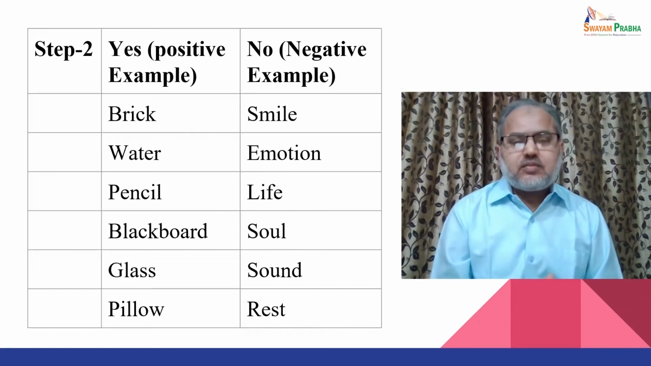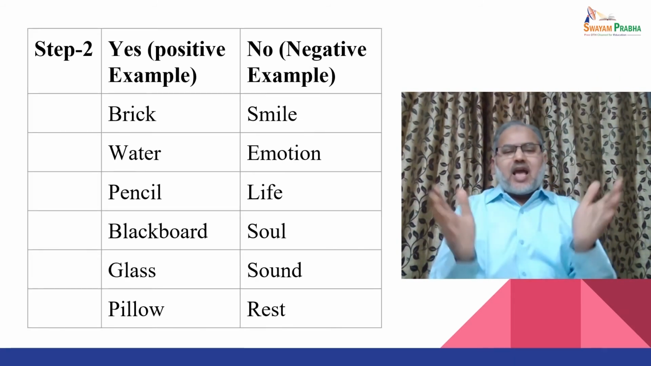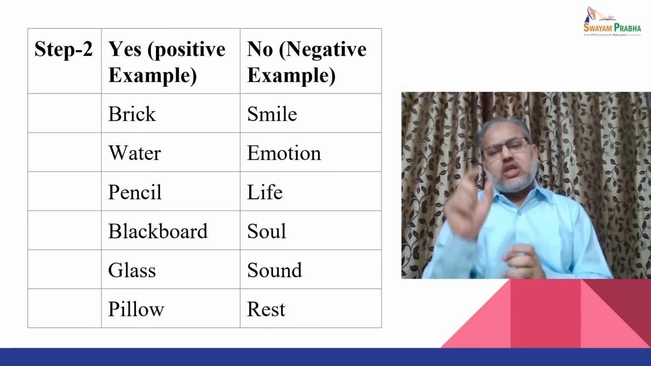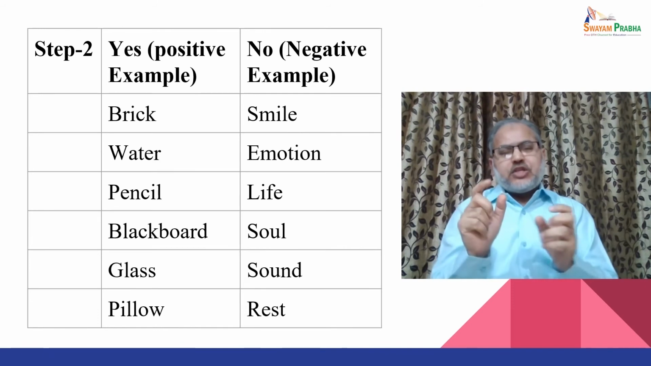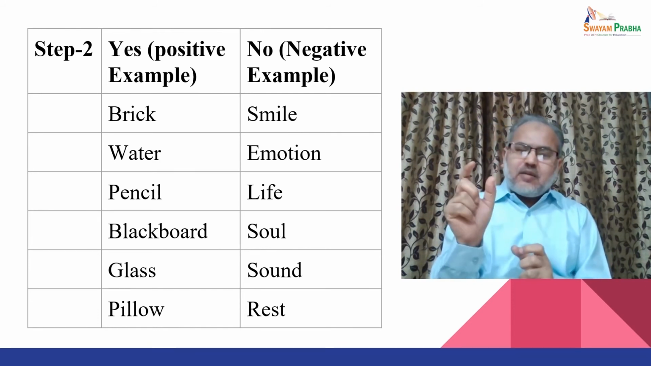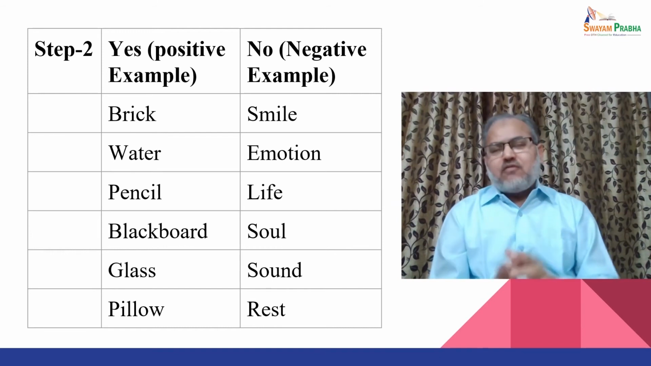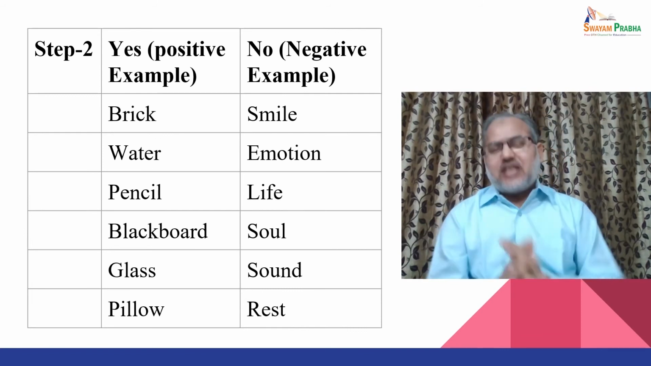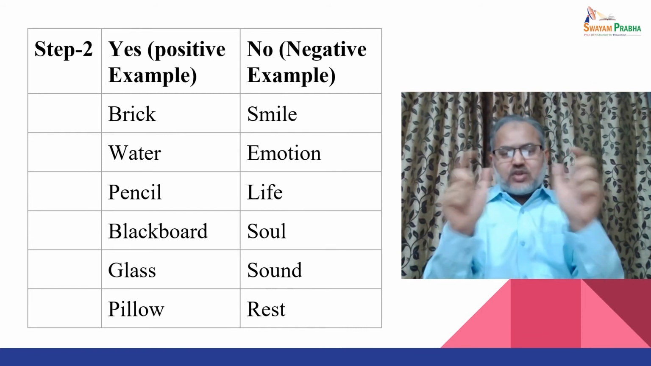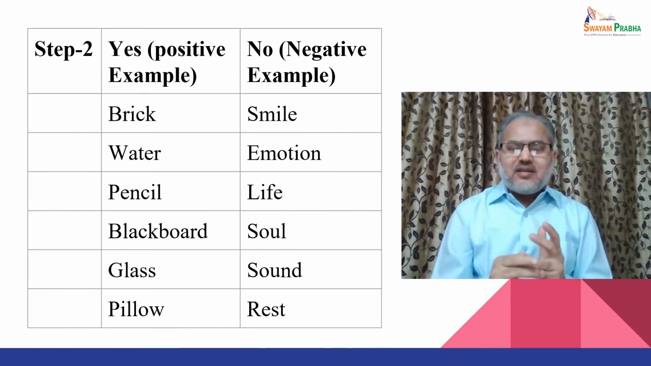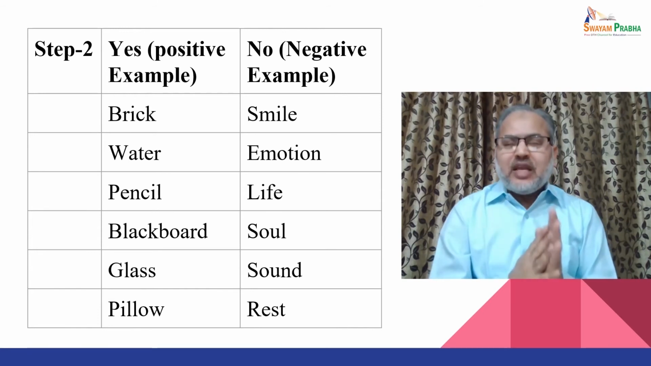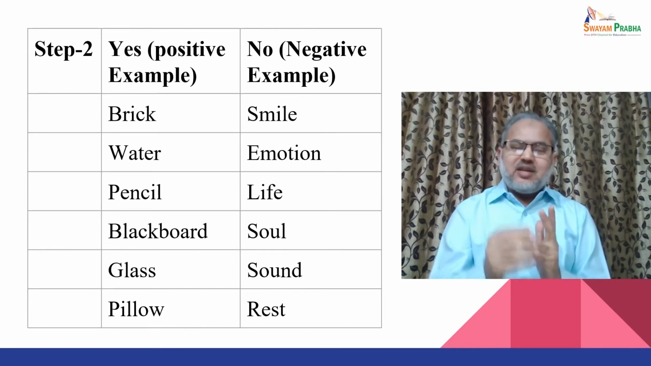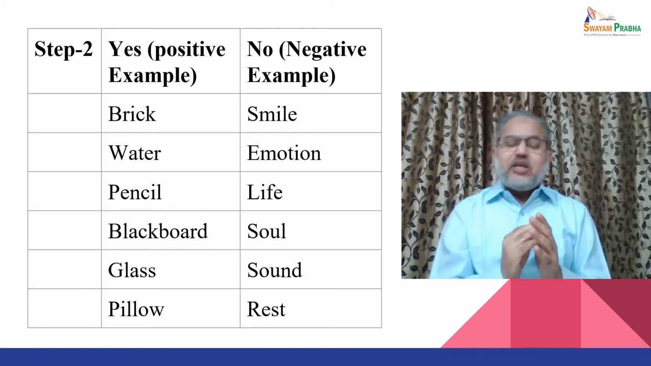Here you can see in step 2, this is basically a blackboard or whiteboard in the classroom. For the concept matter, which we have decided to teach using this model, we have developed two columns. The left column is yes, the positive examples, and the right is no, the negative examples. For matter, brick, water, pencil, blackboard, glass, pillow, all these are positive examples, which means that brick is matter, water is matter, pencil is matter, blackboard is also matter, glass also comes into the matter category, pillow is also matter.